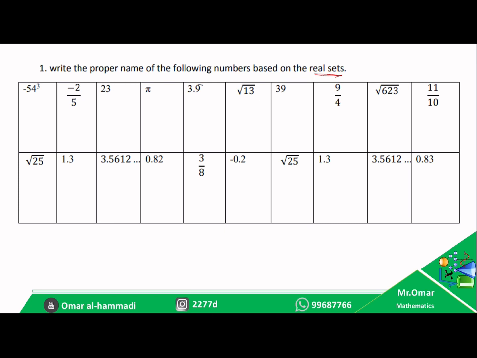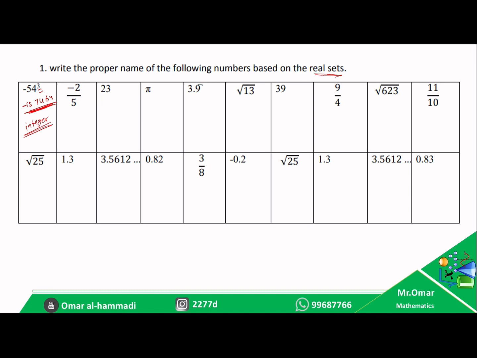For example, the first one, minus 54 to the power 3. This will give us a minus result. If we do it in our calculator, it will give us minus 157464. What do we mean by minus 54 to the power 3? It means we multiply minus 54 three times. So since we have a minus, this is in the integers. This is an integer number.